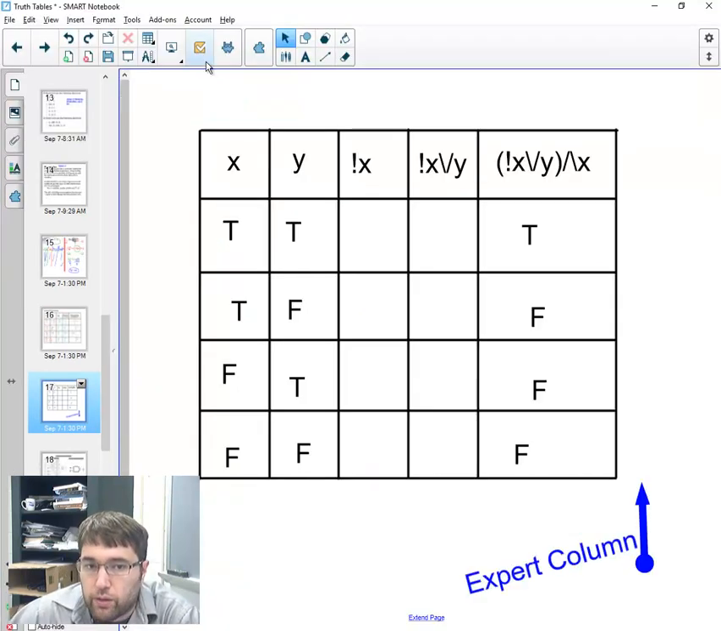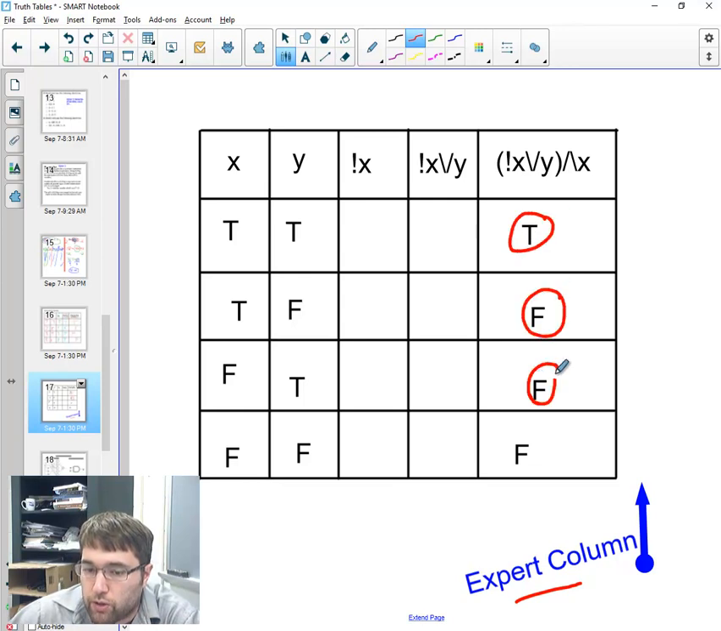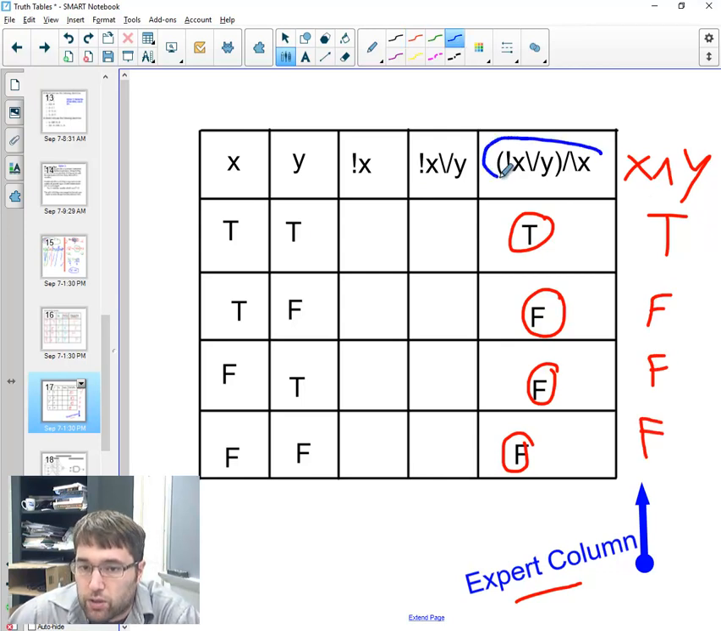So I'm going to go here. There's this thing called an expert column. Why did I put expert column here? Well, where did we see true, false, false, false before? This is simply equivalent to x and y. Because x and y is true, false, false, false. Well, that's weird. Why write this when I can write this?